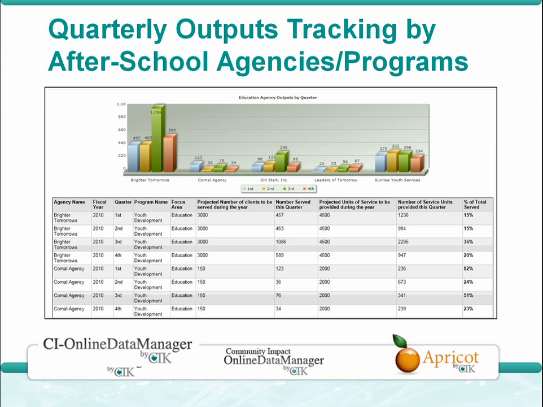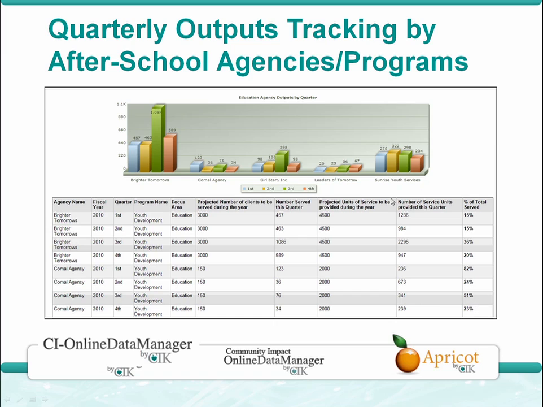So here's a sample of a report that's highlighting each agency's quarterly results relative to the outputs, the number of youth to be served, and the units of service. So as you can see, Brighter Tomorrows, they said that they would serve 3,000 kids. This is how many new youth they served each quarter. For the 4 quarters, you can look at that as a percentage, because again, unless it's a special summer program, they ought to be at about 25% each quarter.